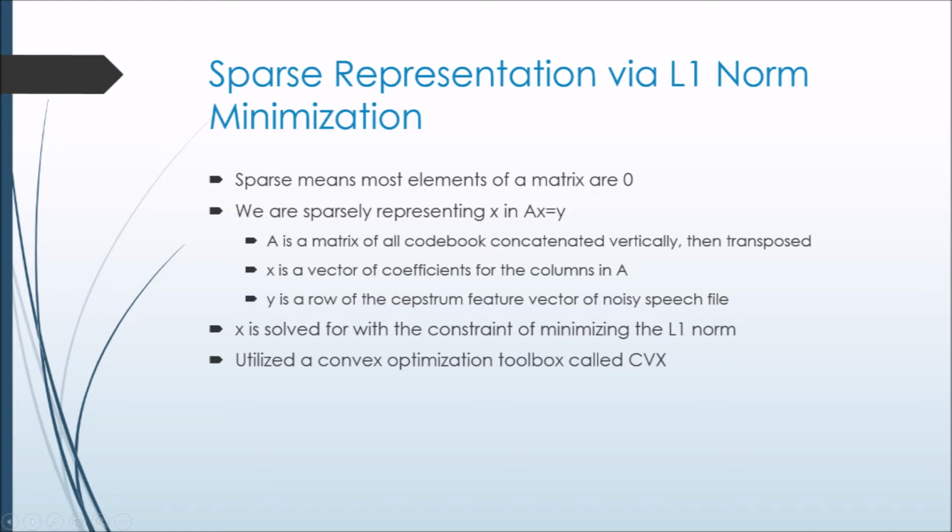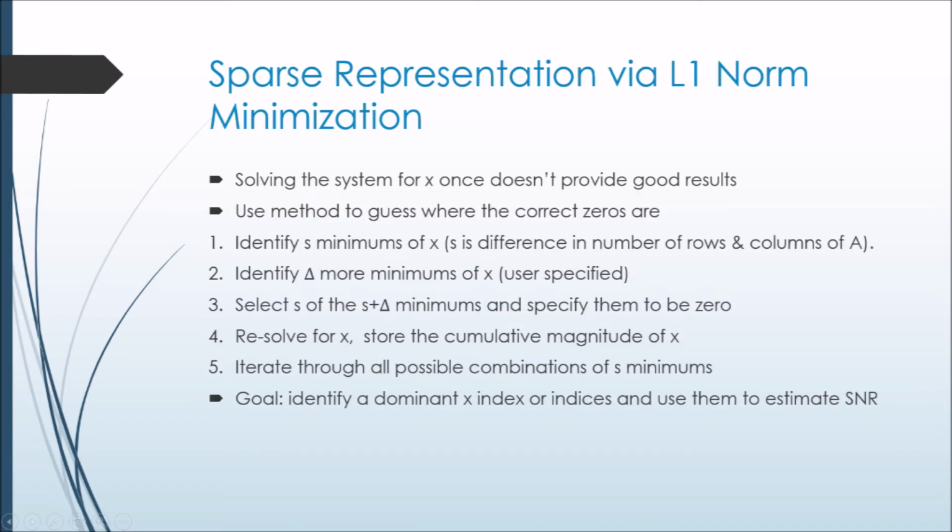And we solve for x using the constraint of minimal L1 norm, and we do this using a convex optimization toolbox called CVX. Solving the system for x once doesn't provide good results, so we use a method shown below to essentially guess where the correct zeros are, and each time we go through and guess where they are, we store the magnitude of x, and then over time we continuously add the new solutions of x to our stored values of x.